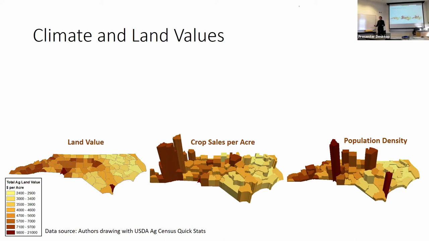Where's climate change going to affect ag land values? Where's that going to come in? Well, it could affect where people want to live. It could affect people wanting to live near the coast. But in general, at least the way I view it, people are still going to be moving to Raleigh and Charlotte, things like that. If that's the case, then really where climate change comes in is in crop sales. You reduce your crop sales, part of your value of your ag land is reduced.